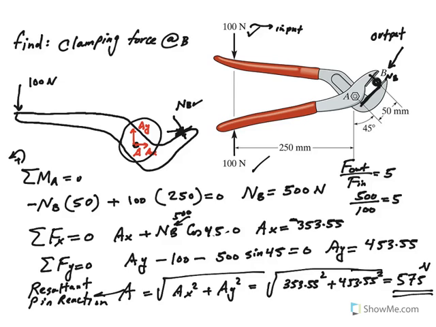Okay, so it was really a simple example of a machine, in this case a pliers, and you see how an input force of 100 is increased 5 times to 500 at the output.